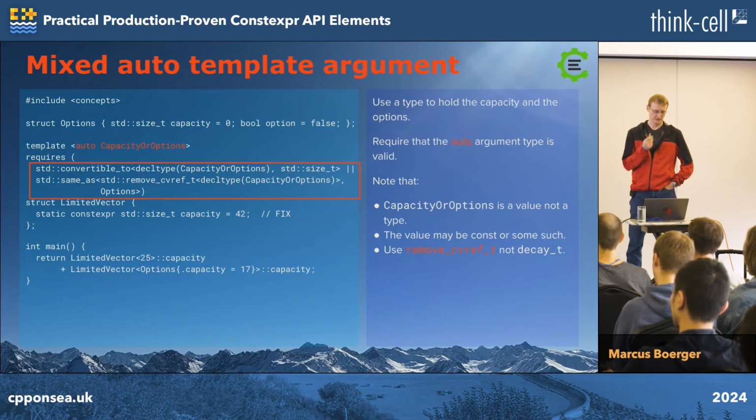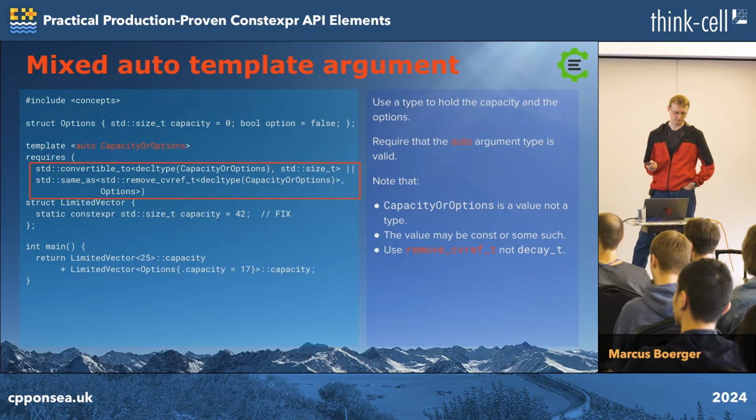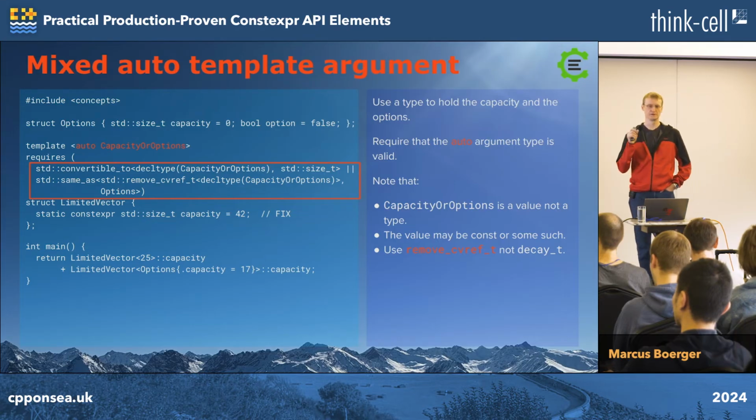And so let's see, mixed auto template arguments. So all right, I have my auto capacity or options, right? And so that means I intend to either give it a number or something that can produce a number, or an object that can hold possibly the size or something else. So I need to have a few checks on this.